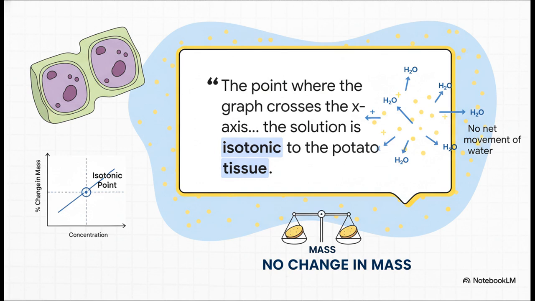Okay, this right here is the big takeaway from your graph. And honestly, this is where it gets really cool. See that point where your line of best fit crosses the x-axis? That spot where there's 0% change in mass? We call that the isotonic point. What it means is that at that exact concentration, the water inside the potato cells is perfectly balanced with the solution outside. So no net water movement, no change in mass. You've basically found the potato's internal concentration.